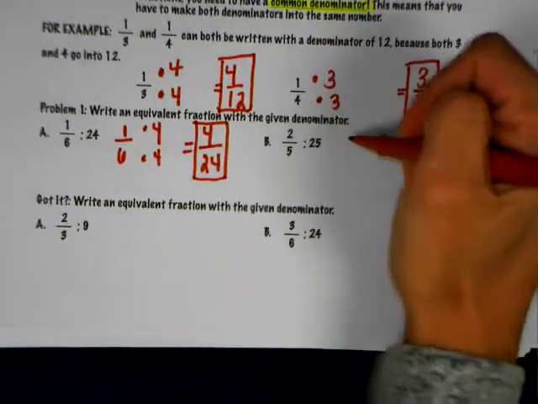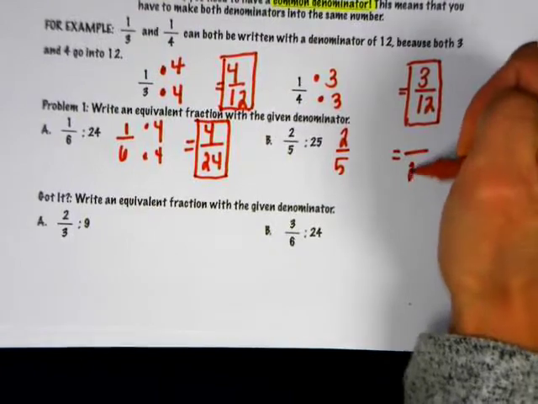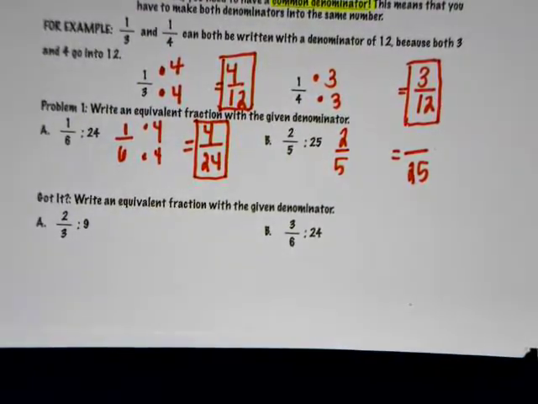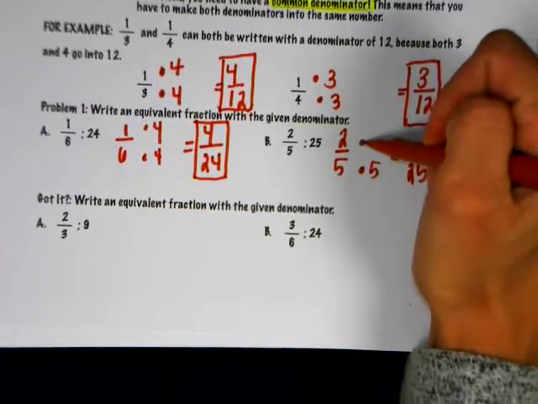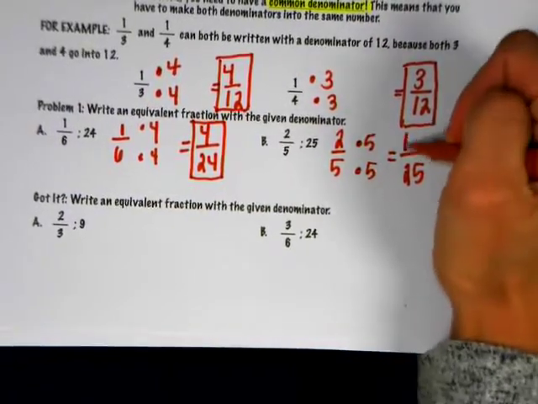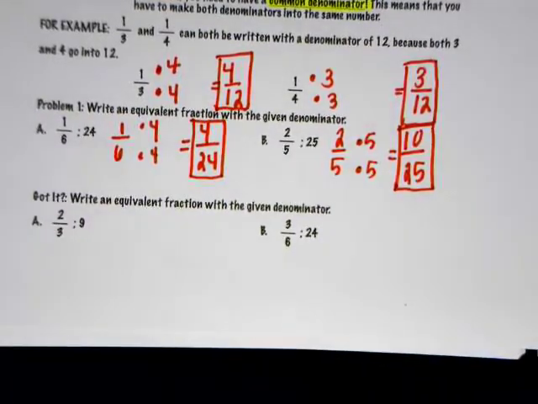All right, so now we have 2/5. We want that to be out of 25. So what do I multiply the 5 by? So times 5. On the top, same thing. 2 times 5 is 10. We're going to leave it because we don't want to mess with the denominator. We wanted it out of 25. Good? Okay, go ahead and do the next ones.